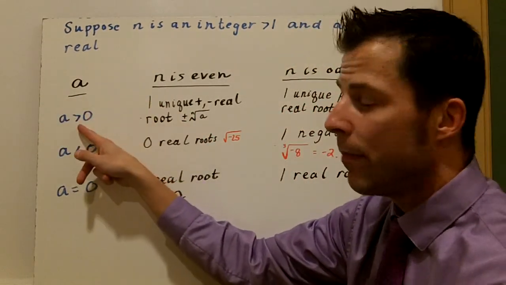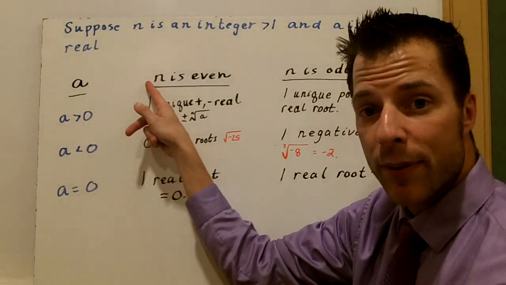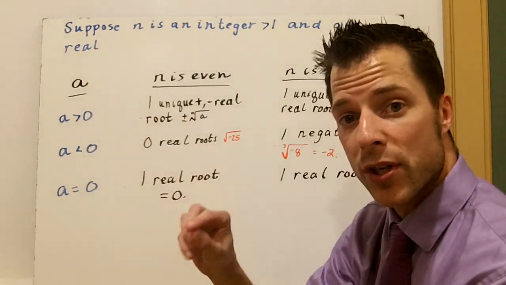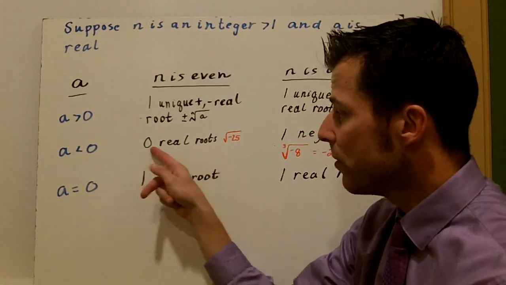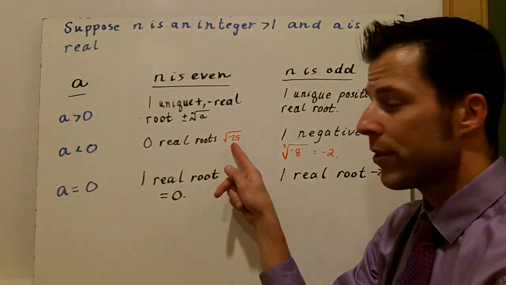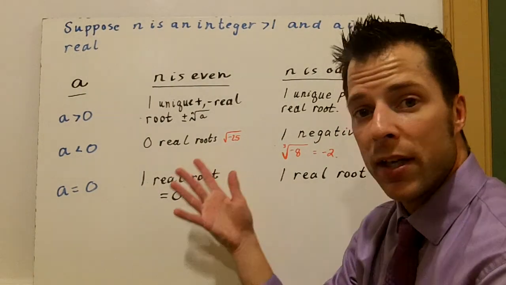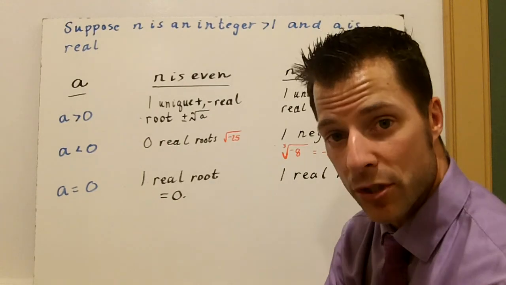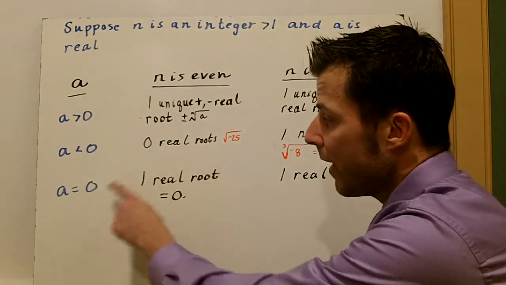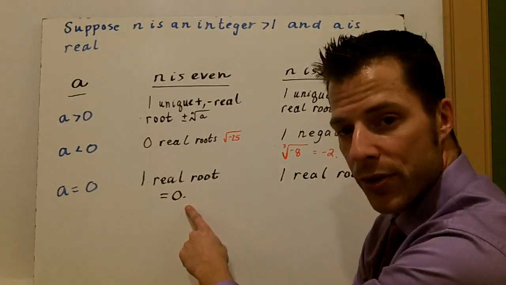If you have a positive number and n is an even power, you're going to have two results, a positive and a negative real root. If a is less than 0, there are no real roots here. For example, the square root of -25 is not a real number. They have imaginary roots, plus or minus 5i, but they're not real. And if a equals 0, the one real root is 0.